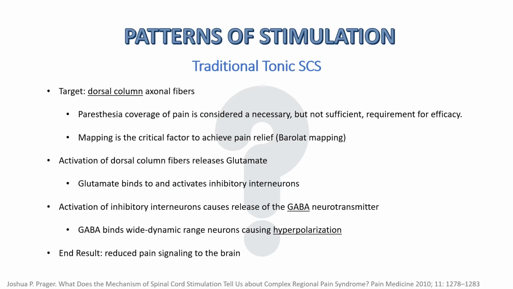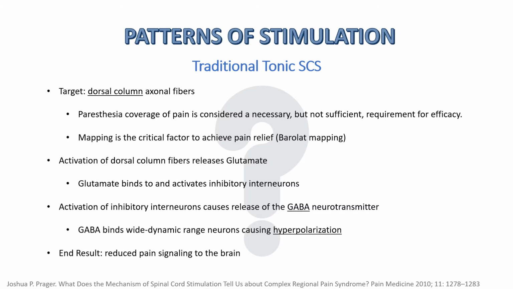Traditional tonic spinal cord stimulation targets the dorsal column axon fibers. Paresthesia coverage of pain is considered a necessary but not sufficient requirement for efficacy. Here, mapping is the critical factor to achieve pain relief.